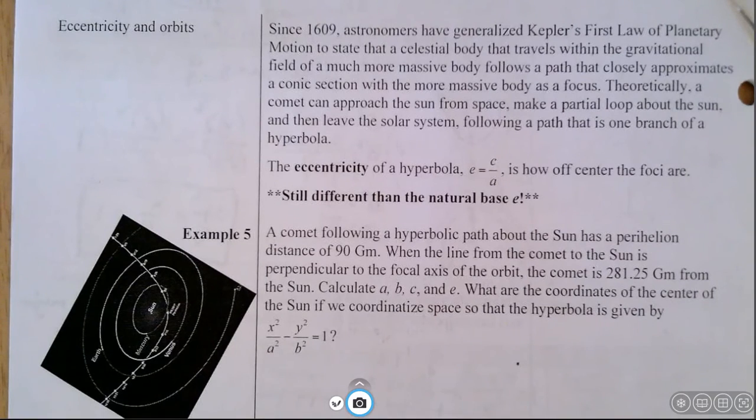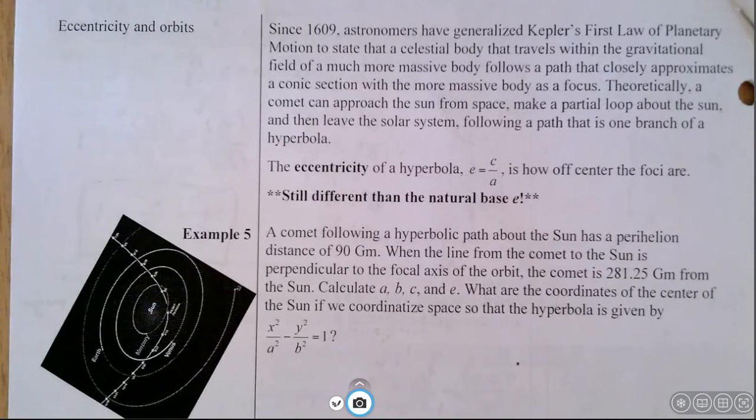So theoretically, if a comet is approaching the sun from space, it can make a partial loop around the sun and then leave the solar system. And in that case, it would follow the path of one branch of a hyperbola.